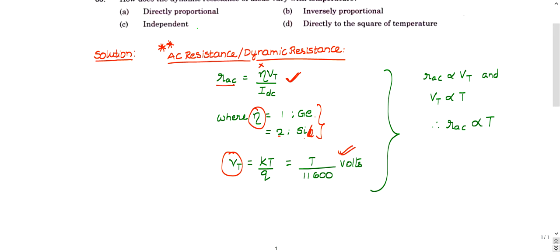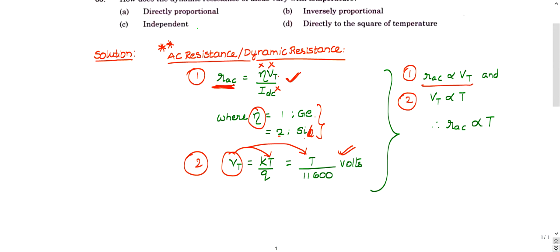So you know what is eta, you know what is Vt. IDC is nothing but the current across the diode. So what I mean to say is RAC is directly proportional to Vt. From the first equation you can say that RAC is directly proportional to Vt. From the second equation you can say that Vt is proportional to T, T by constant. So Vt is proportional to T.